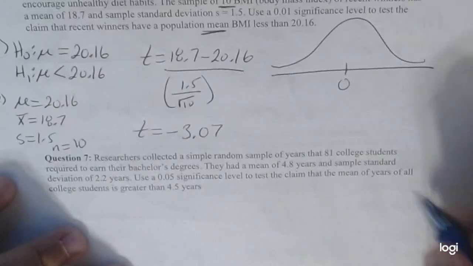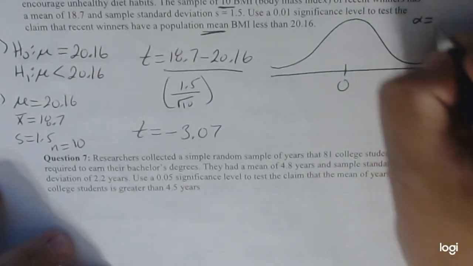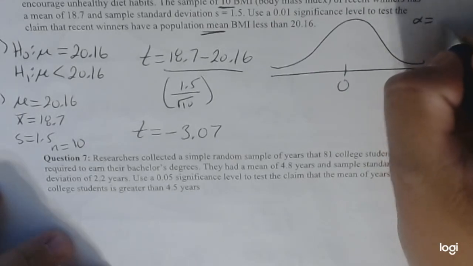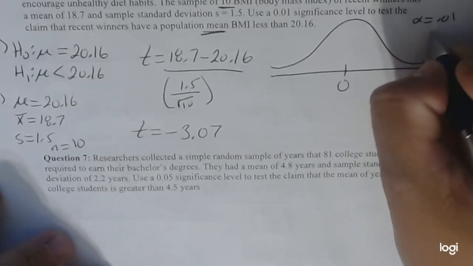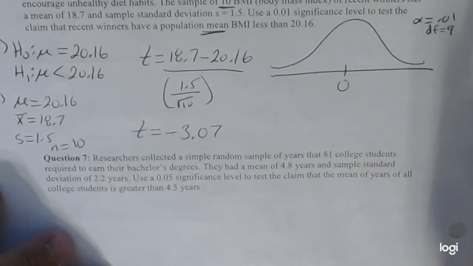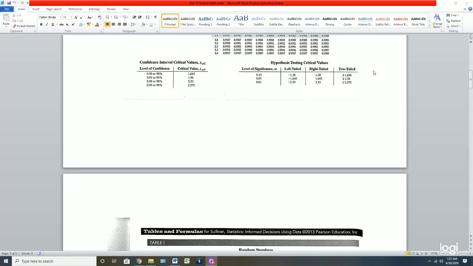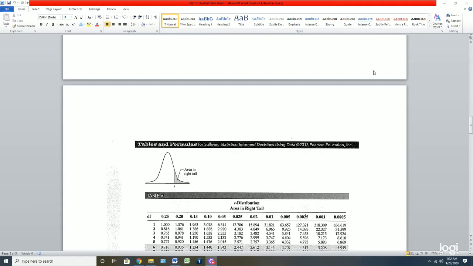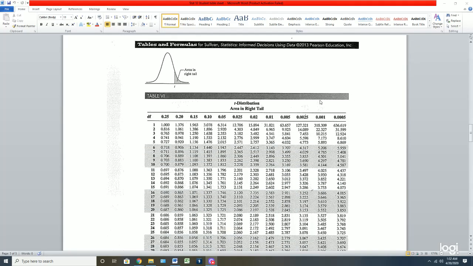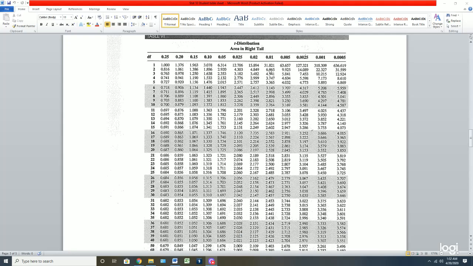All right, so now we go into our critical value portion. So this is a t-value. Alpha in this case is going to be 0.01. Degrees of freedom is going to be 9. So if we go to our chart, let's find our t-value. 0.01 is here, 9 degrees of freedom. So we should have our t-value of 2.821.